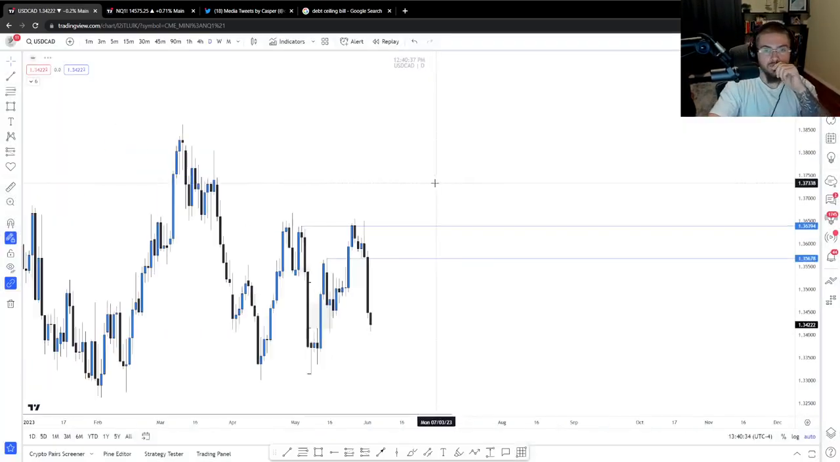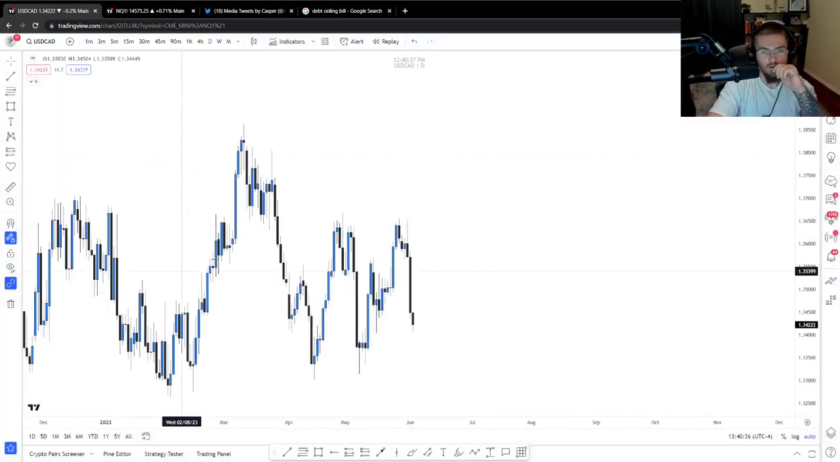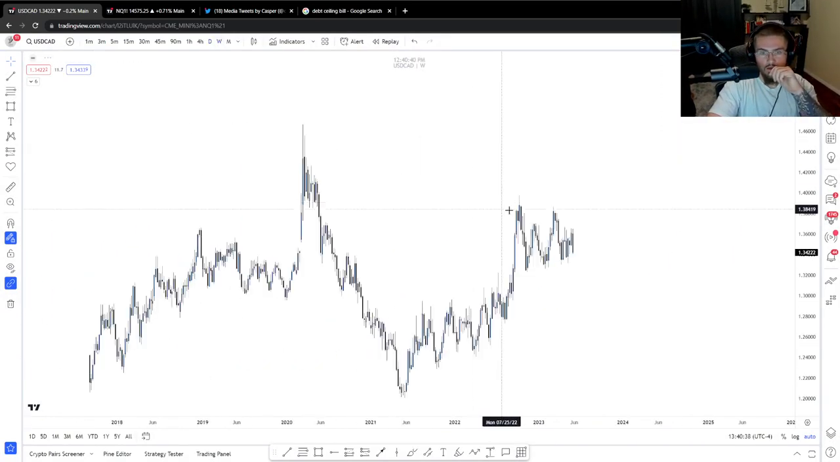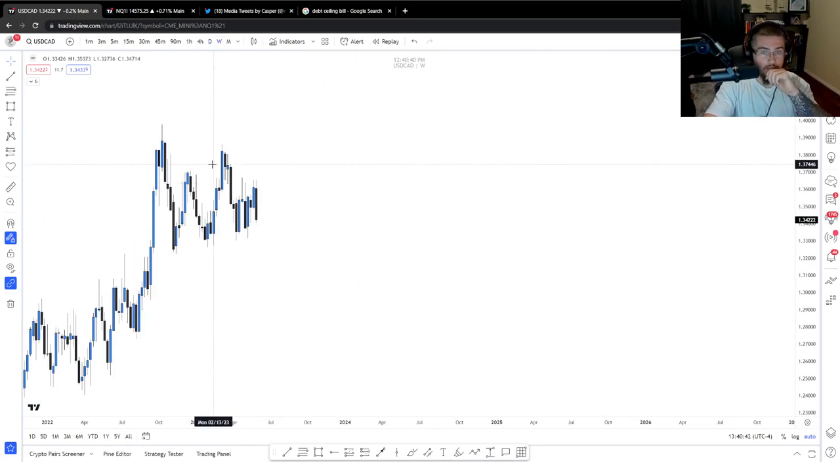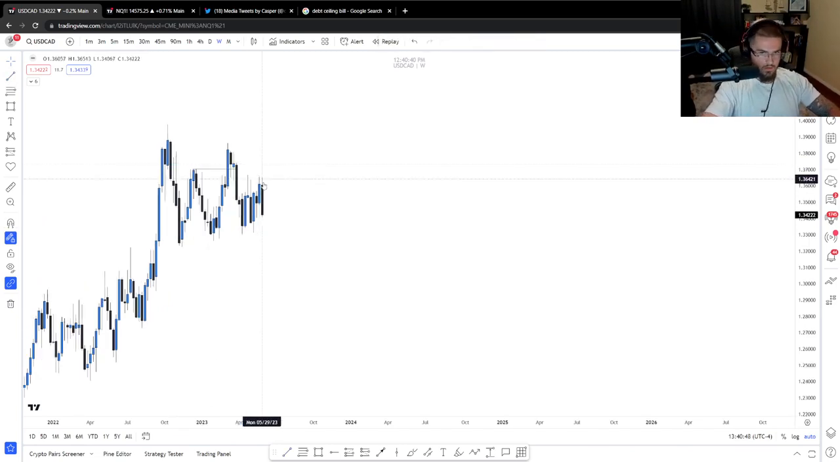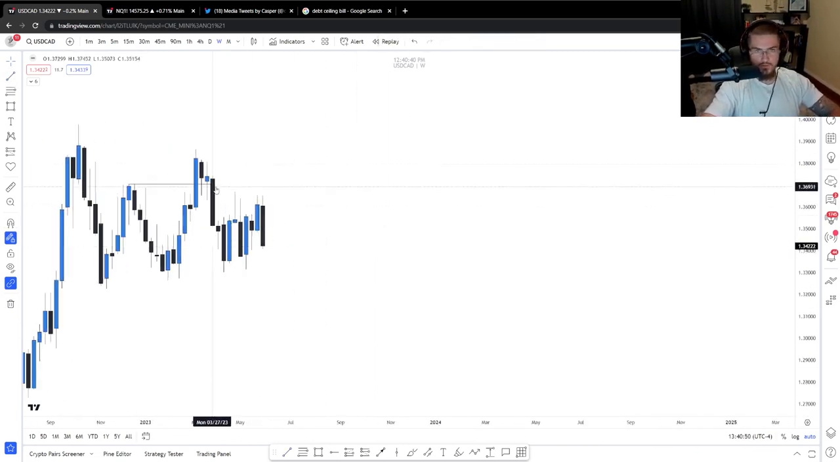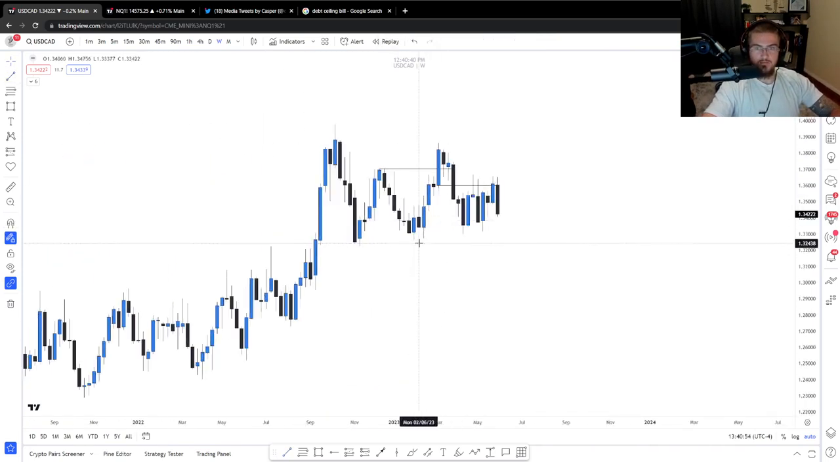Dollar CAD. I haven't looked at this one in a couple of days. I haven't really liked this chart in quite a while, to be quite honest with you. Just not really following what I usually look for. Overall, though, I would almost say bearish because it's failing.